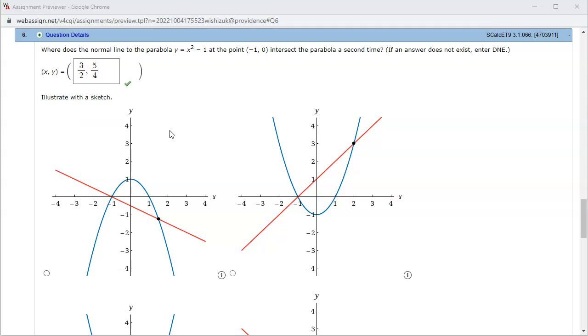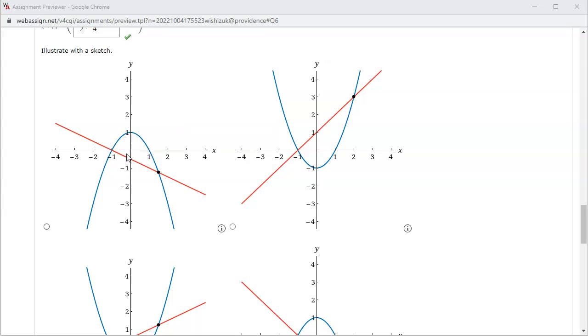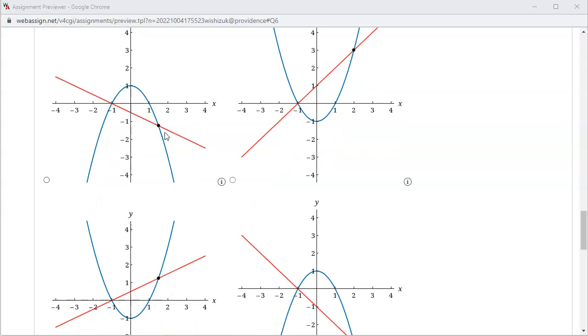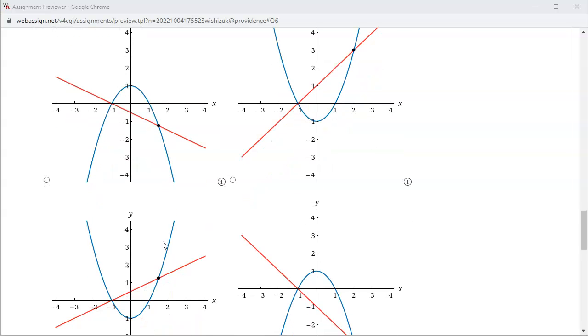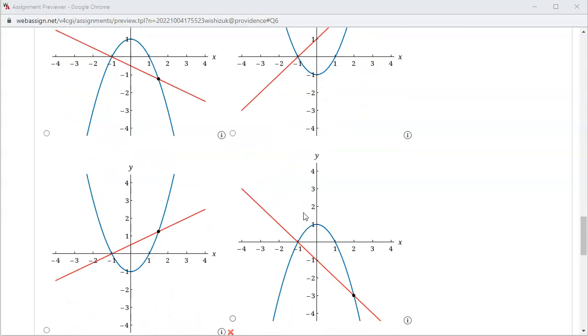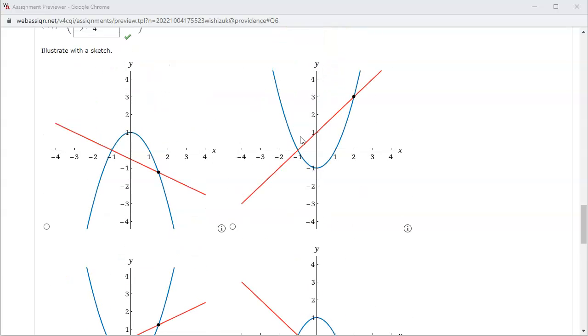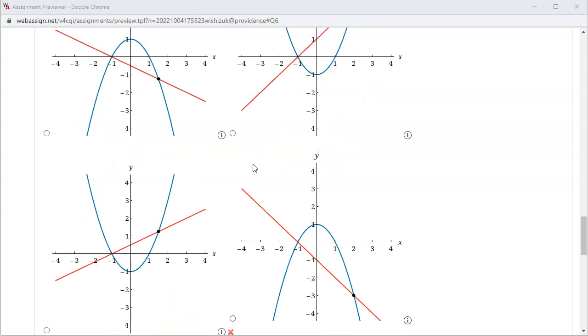Now let's find the correct picture. You have y equals x squared minus 1, so it's an upward-facing parabola. You can see that this one is facing down, so we can eliminate number 1. We might be able to keep this one, but you can see that the fourth one can be eliminated. So it's going to be between graph number 2 or number 3.